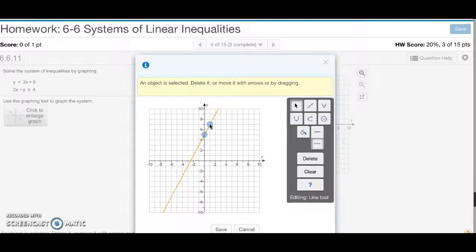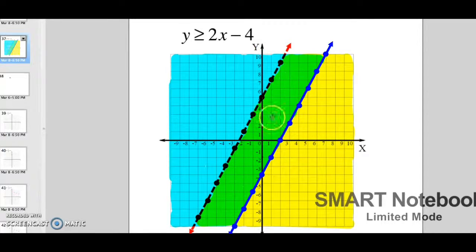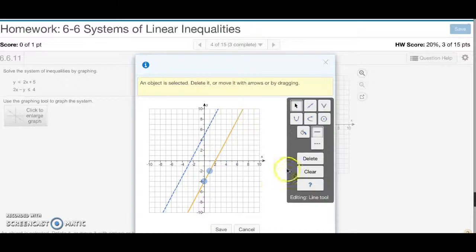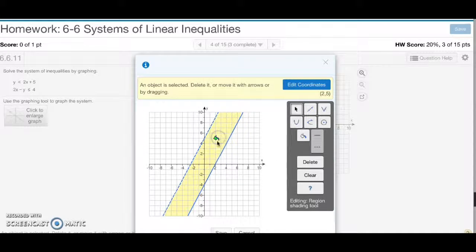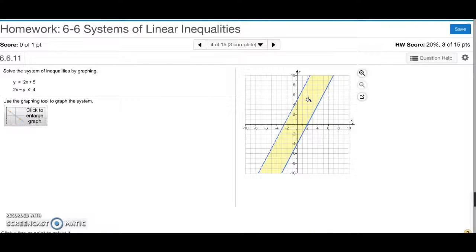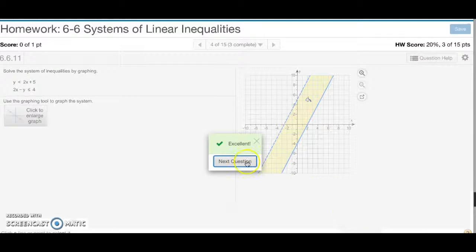Now for the second one, we solved for y. We got y is greater than or equal to 2x minus 4. That one will be a solid line, and I would start at negative 4, and I would go up 2 to the right 1. Okay. Now looking at my shading here, the overlapping part is in the middle, so I'm going to shade in the middle, click Save, and then that would be our graph.